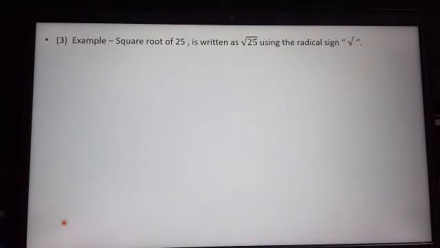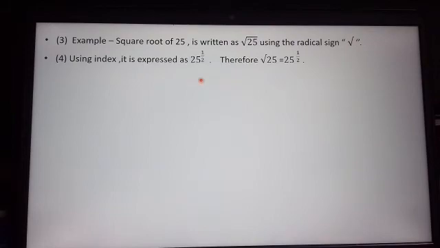Now, let us take one example. If you wish to write the square root of 25, it is written as under root 25. This is the square root of 25, and this sign is the radical sign. Using the radical sign, we write the square root. This is the radical form; under root 25 is written in radical form. And if we use the index, it is expressed as 25 raised to 1 upon 2. Therefore, the square root of 25 is written as 25 to the power 1 upon 2.